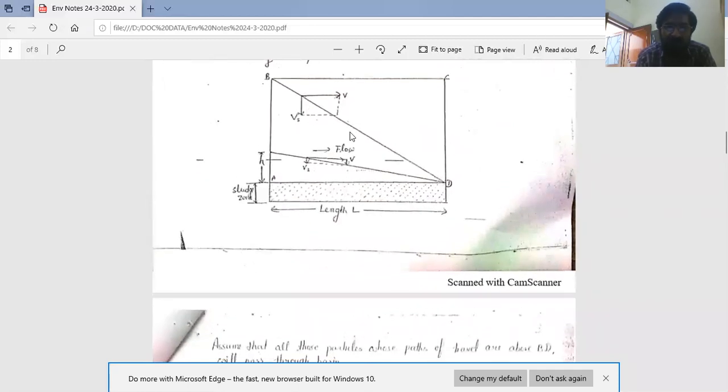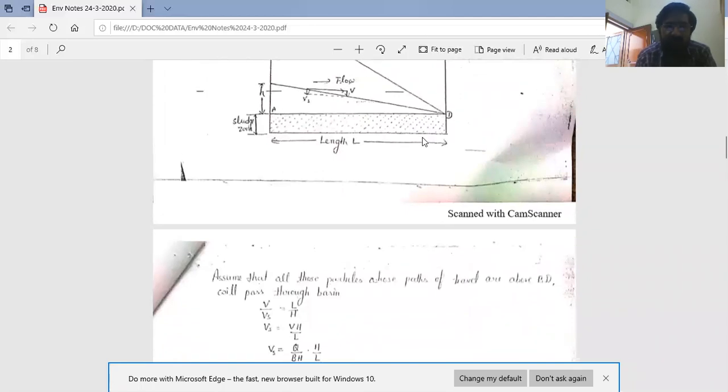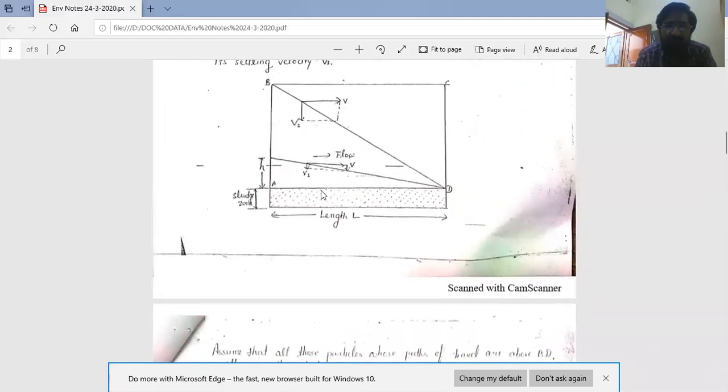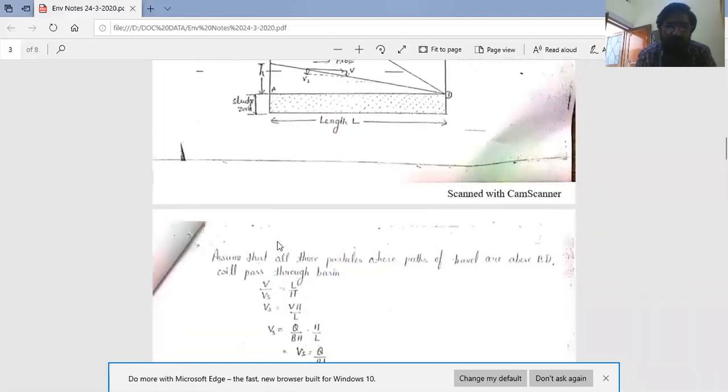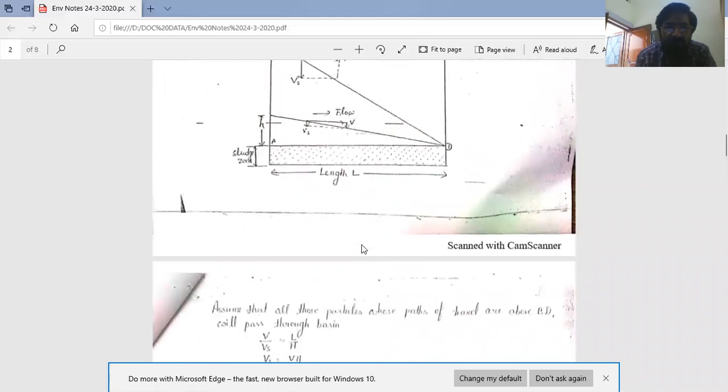L upon H, this is length and this is height. So V upon Vs is equal to L upon H from the geometry. So settling velocity Vs is equal to V into H upon L, and substitute the value of V from above.